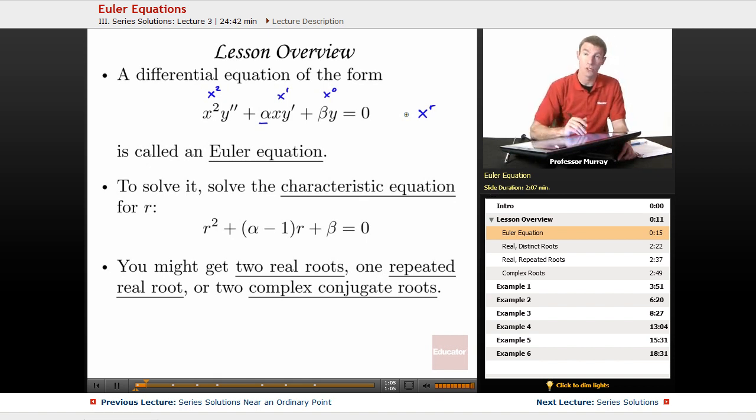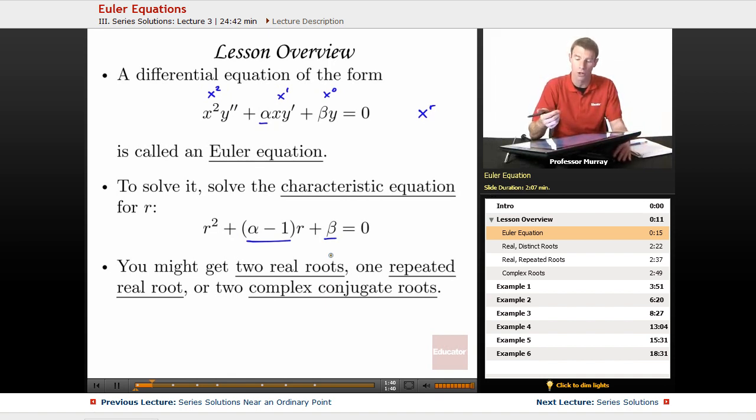So what you're going to do is solve the characteristic equation for r, and there's a little subtlety here. Basically, you take the coefficients from the Euler equation, but there's a small change, which is that instead of just taking alpha and beta, you take alpha minus 1 and beta. So you solve this characteristic equation, r squared plus alpha minus 1 r plus beta is equal to 0. And that's just a quadratic polynomial. So you can solve that by factoring, by the quadratic formula, whatever works for you.